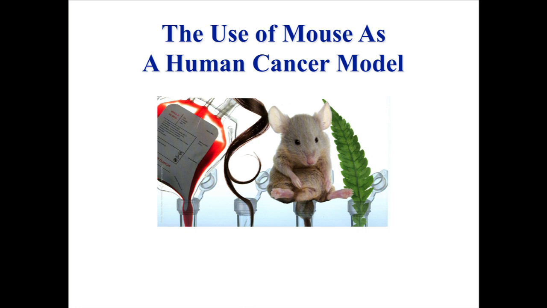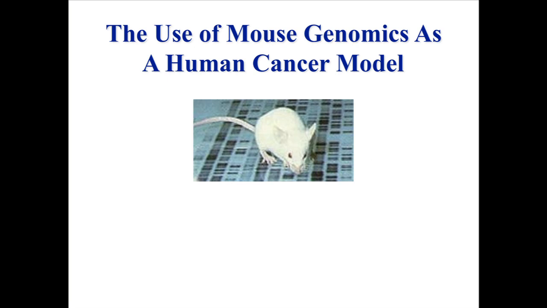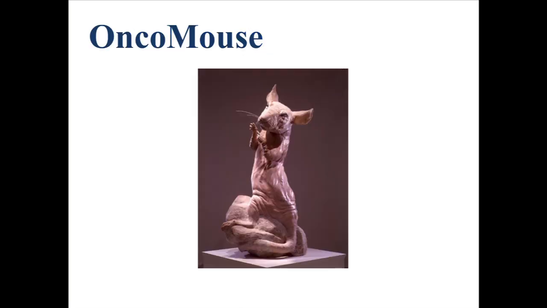And I think this underscores the use of mouse as a human cancer model. We have already underscored the importance of mouse as a genetic model for humans, and certainly using it as a cancer model in the case of Tarceva proved to be invaluable. Certainly the use of mouse genomics as a human cancer model is also important, and the ability to use that genetics to study human cancer targets is proving to be hugely beneficial.